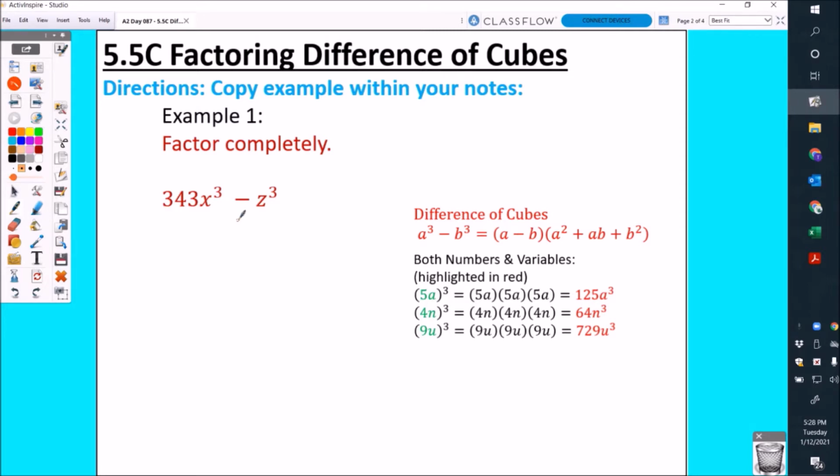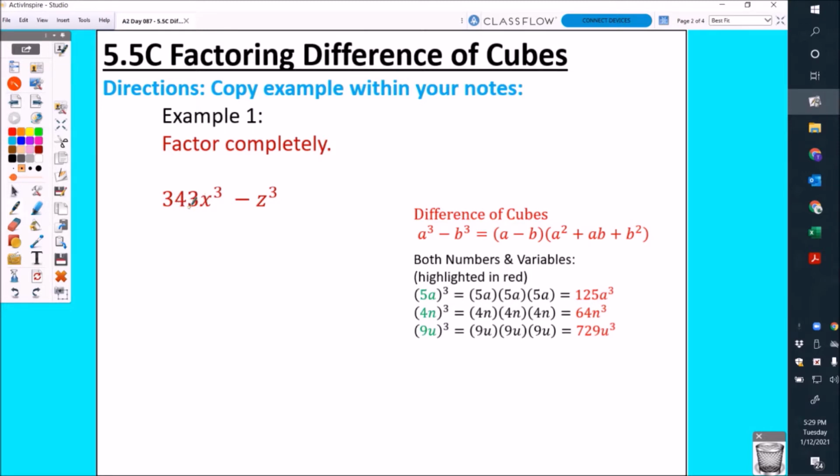Next, since this is a two-term problem, you want to check what is the relationship between those two terms. There are two methods for two terms, which is factoring difference of squares and factoring sum or difference of cubes. If I look at 343x to the third, neither of them is a perfect square, so I can rule out that this is a difference of squares. Then I need to check if it's a difference of cubes.